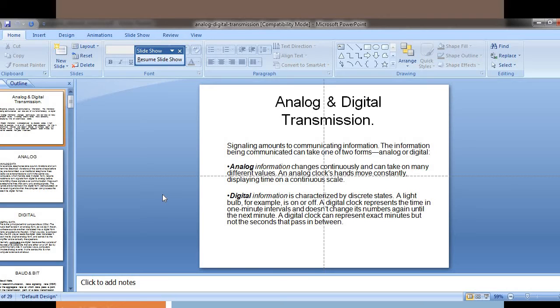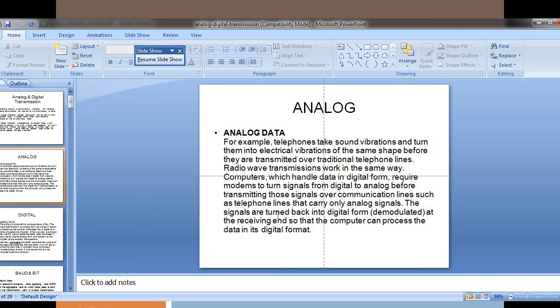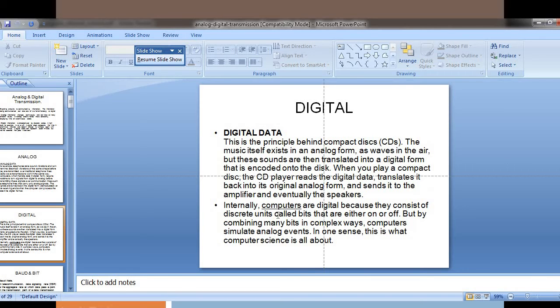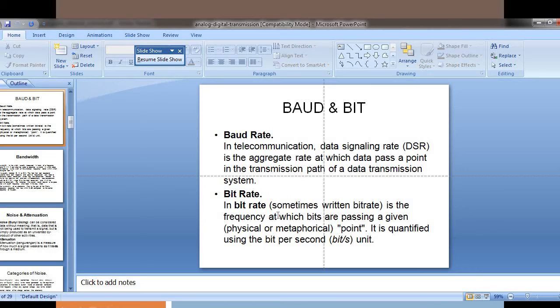Now, what is analog information and digital information? Analog information is continuous and can take on many different values, and digital information is characterized by discrete states. For example, a digital clock representing the time in 1-minute intervals does not change its number again until the next minute. So this is analog and digital transmission. Similarly, we have discussed analog data and digital data.